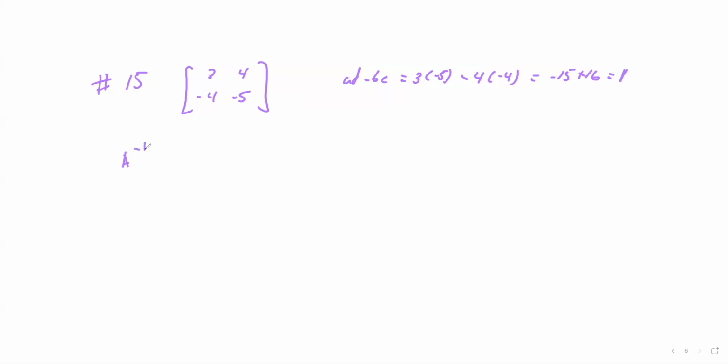So when I find the inverse, I would do 1 divided by 1, which in reality is just going to be 1. So the moment I switch these two guys and change the sign of these guys, there would be my answer. So I'm just going to rewrite it. So -5, -4, 4, and 3. Right? So those are the nice ones. But that would be the inverse there.